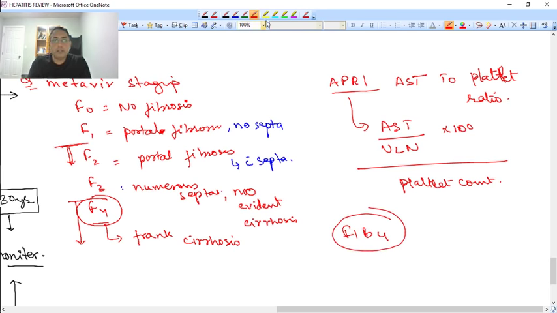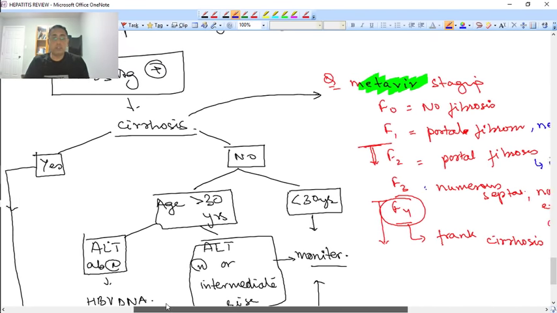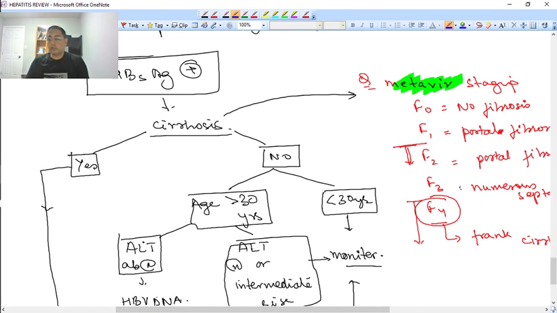So you can remember that these classifications, FIB-4, APRI and Metavir staging, are predominantly done for staging of fibrosis. Usually we talk of Metavir staging, where F2 onwards we classify the patient as having fibrosis, and F4 onwards there is cirrhosis. So that's how this treatment would be there for cirrhosis or for hepatitis B.